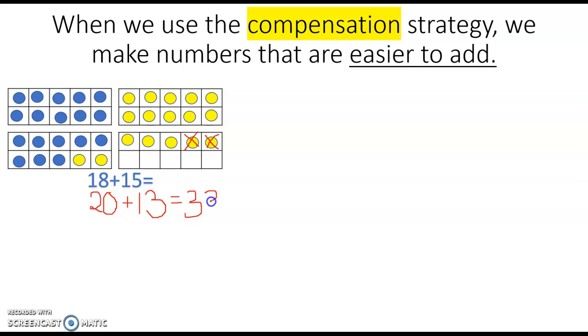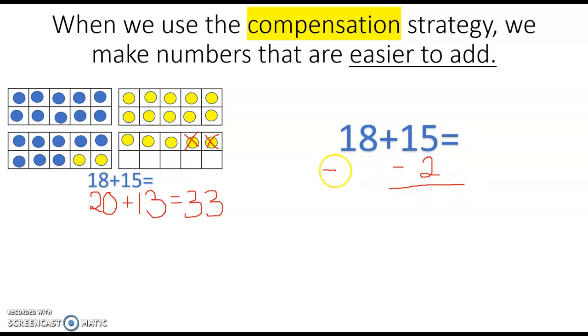I can do this also without using tens frames. I can take 2 away from 15. And since I'm taking 2 away from 15, I need to give it to my other addend. So I still get 20 and 13.